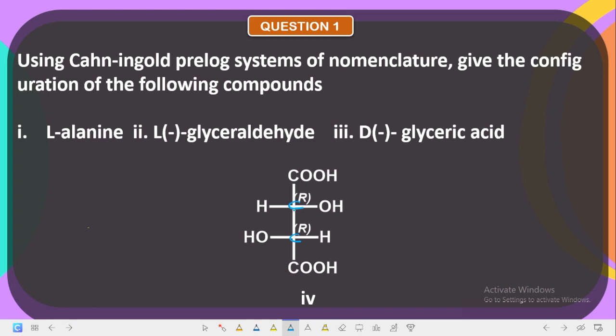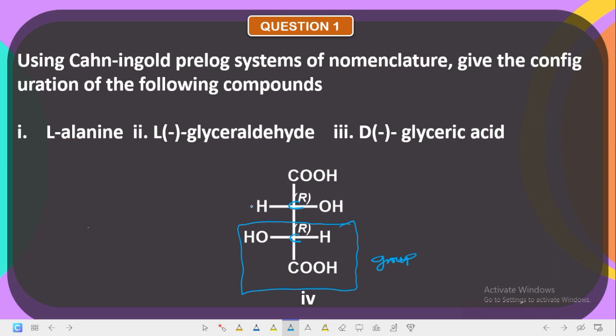If you are taking carbon 2 now as a point of reference, it means that from here down, anything attached to that place is one group. So we can say this is one group. This one here is another group. This is another group. And finally, this is another group. So it has 4 different groups around it. Now, look at them very well. Which of them has the lowest priority? Is it not hydrogen? So hydrogen should be down.